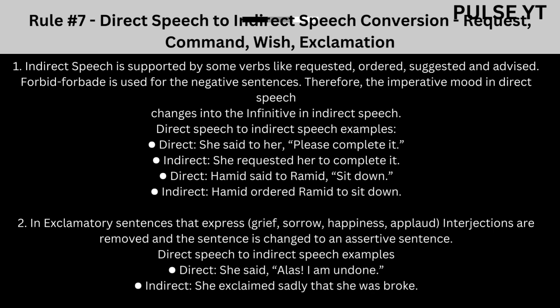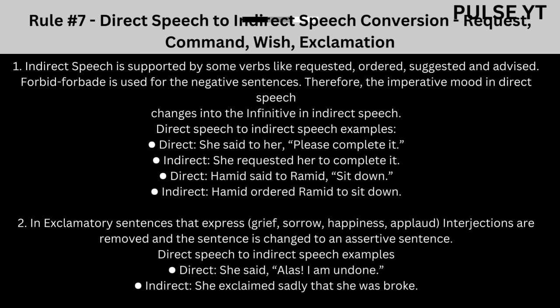Direct speech to indirect speech examples. Direct: She said to her, please complete it. Indirect: She requested her to complete it. Direct: Hamid said to Ramid, sit down. Indirect: Hamid ordered Ramid to sit down.